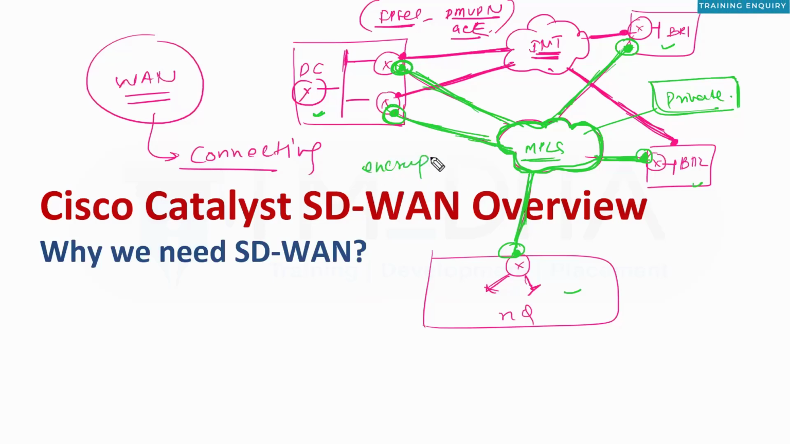It is not encrypted. It is not secured by default. So there are still very much possibilities that when you send some data over the MPLS service provider, chances of attacks and chances of data theft can still be there. It's not encrypted. It's more reliable than the internet. It is costlier than the internet as well.